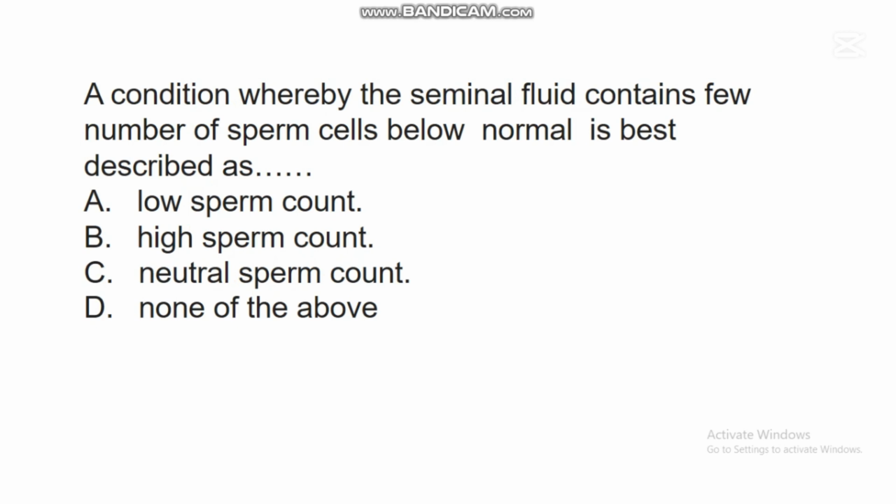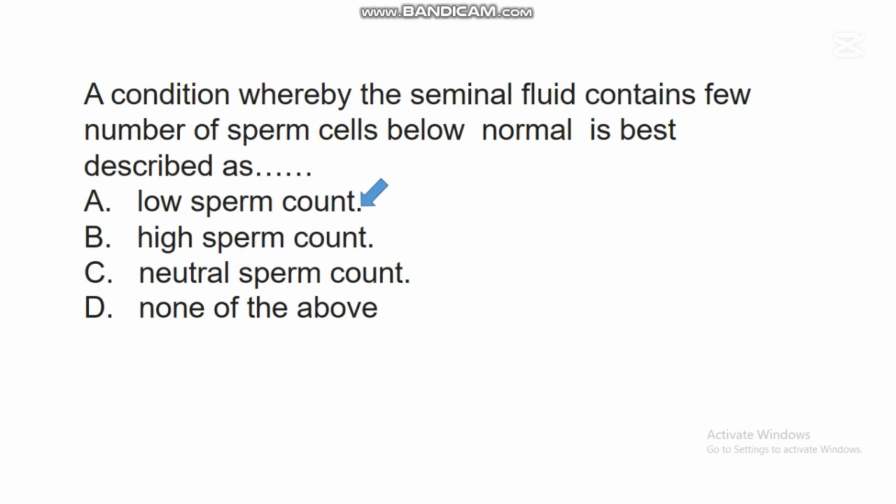The next question says, a condition whereby the seminal fluid contains few number of sperm cells below normal is best described as dash. A. Low sperm count. B. High sperm count. C. Neutral sperm count. D. None of the above. In this question, the correct answer is A.